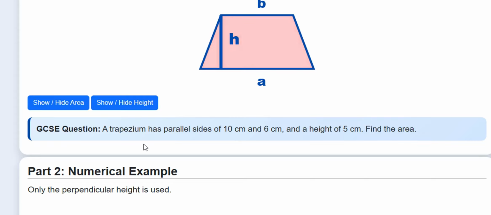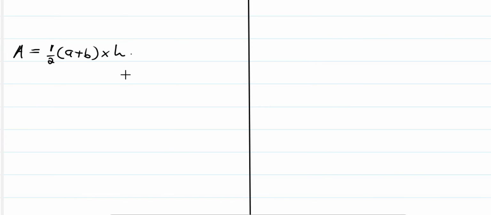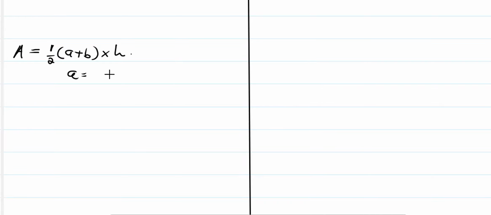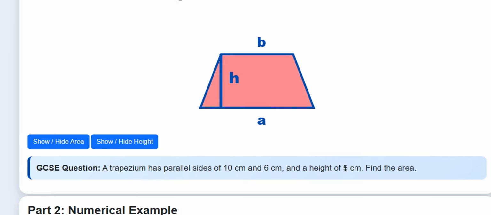So in this first question, you are told a trapezium has parallel sides of 10 centimeters and 6 centimeters, and then a height of 5 centimeters. Find the area. But we already know the area of a trapezium is given by half into A plus B, where A and B are the parallel sides, then multiplied by the height. So here we are given A, which is 10 centimeters, B is 6 centimeters, and then the height H is given as 5 centimeters.